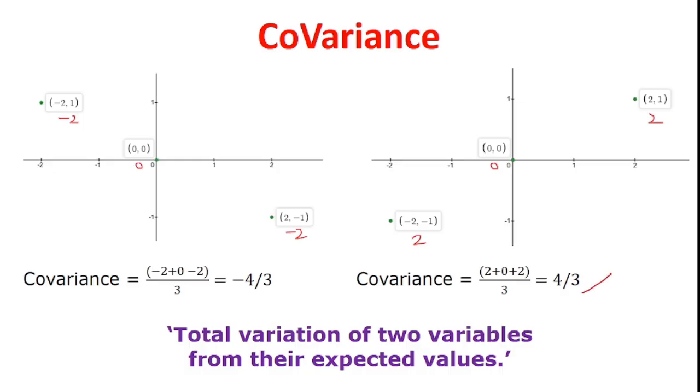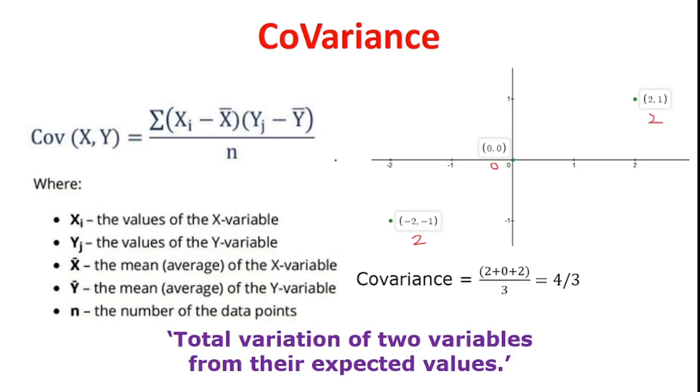The definition of covariance is the total variation of two variables from their respective mean values. Mathematically, the covariance of x comma y is given as the sum of (xi minus x hat) times (yj minus y hat), whole divided by n. Here xi indicates the values of the x variable, x hat indicates the average of the x variable, y hat indicates the average of the y variable, yj indicates the values of the y variable respectively, and n is the number of data points.